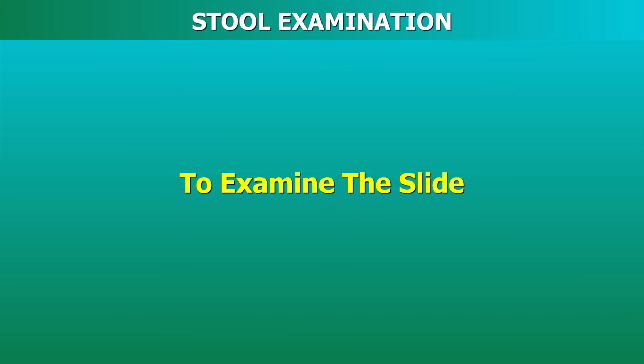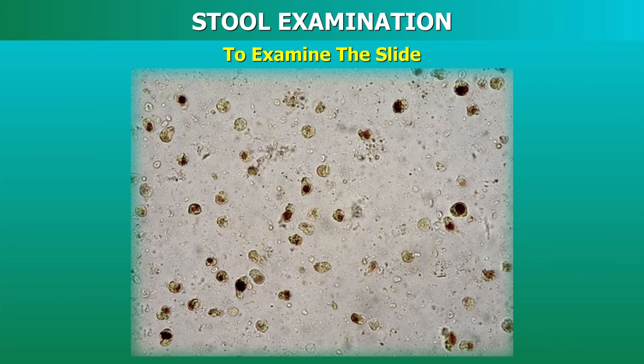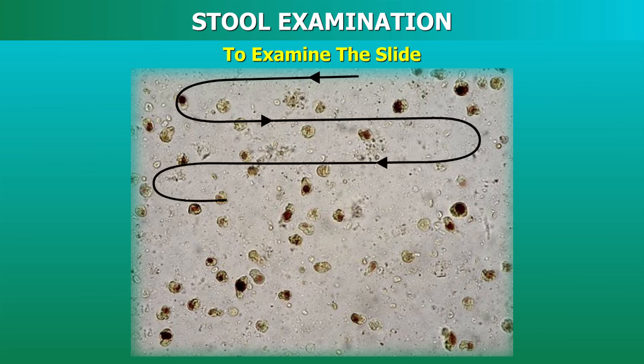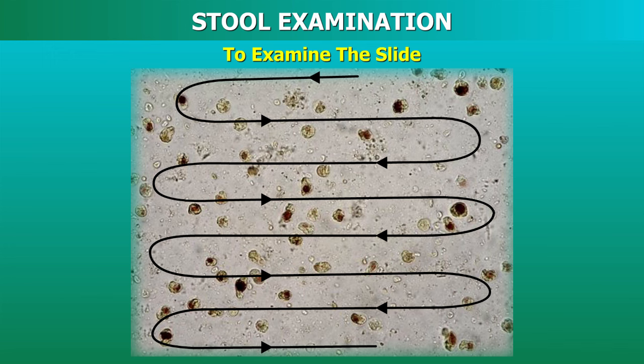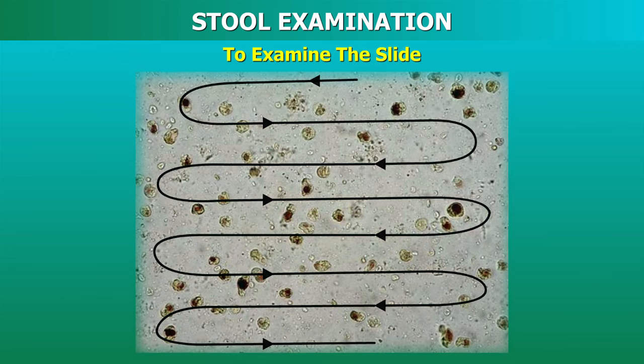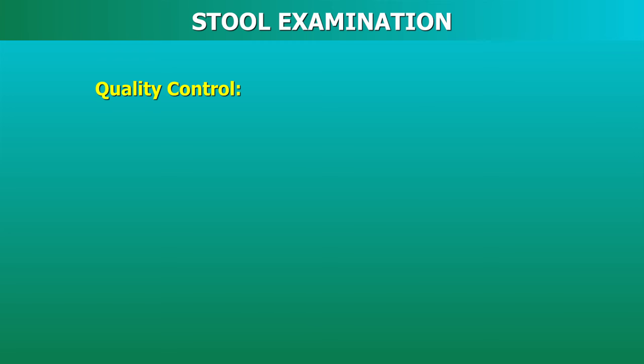To examine the slide, put the slide with the mounts on the microscope stage and focus on the mount with the low-power objective first. Systematically scan the entire cover slip area using the 10x objective in a zigzag manner. If something suspicious is seen, a higher magnification may be necessary. Note: it is preferable to keep the condenser down and the intensity of the light low for proper visualization of the ova and cysts.